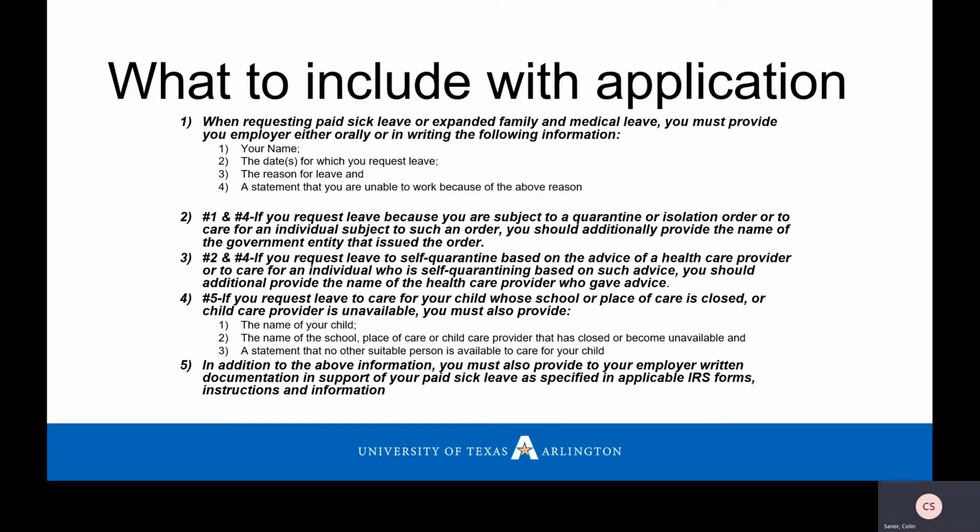Number 5, if you request leave to care for your child whose school or place of care is closed or the child care provider is unavailable, you must also provide the name of your child, the name of the school, place of care, or child care provider that is closed or become unavailable, and a statement that no other suitable person is available to care for your child. And this particular item here at number 4, which is number 5 on the federal form, is called the EFMLA program.